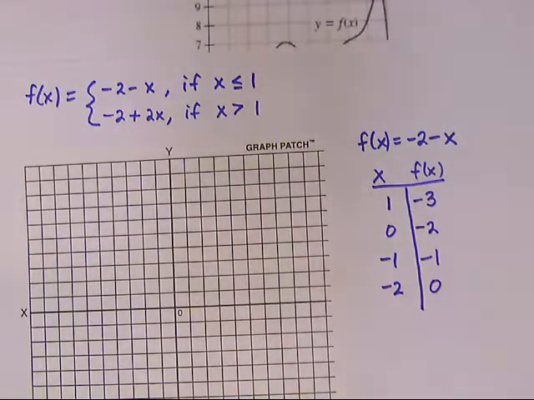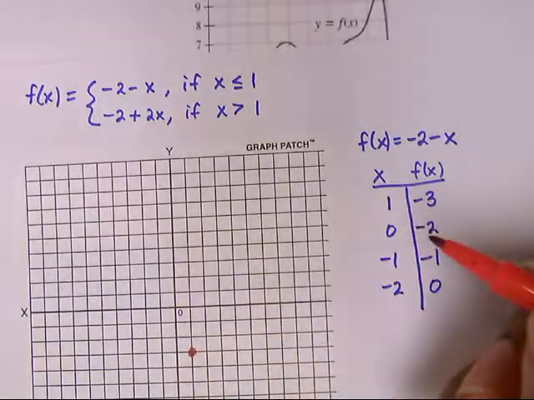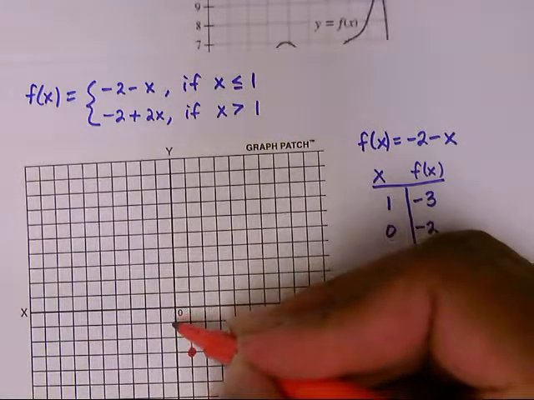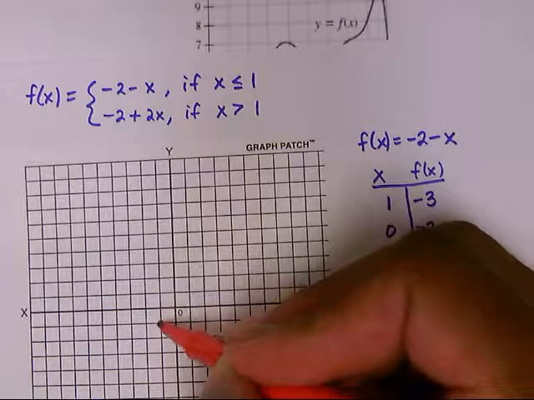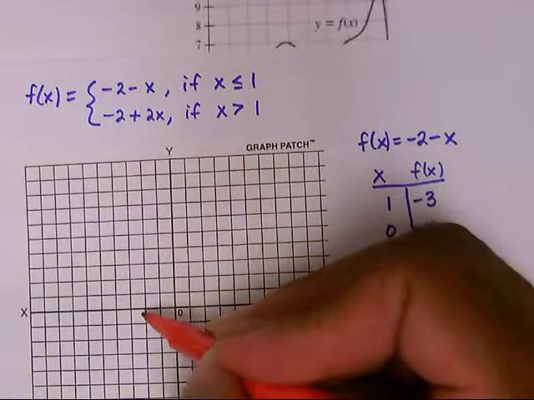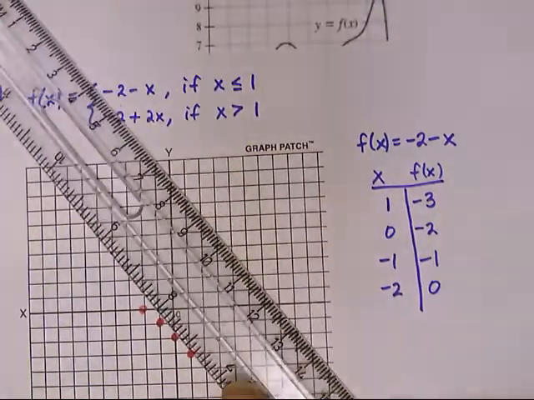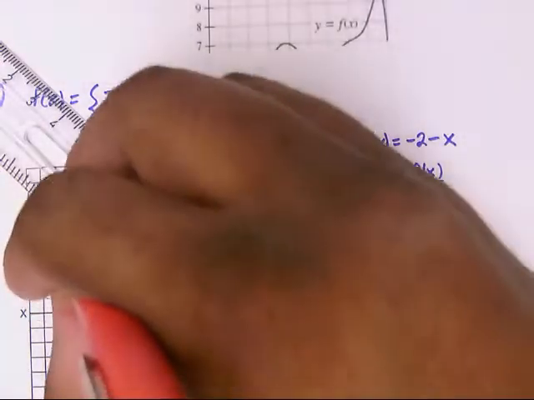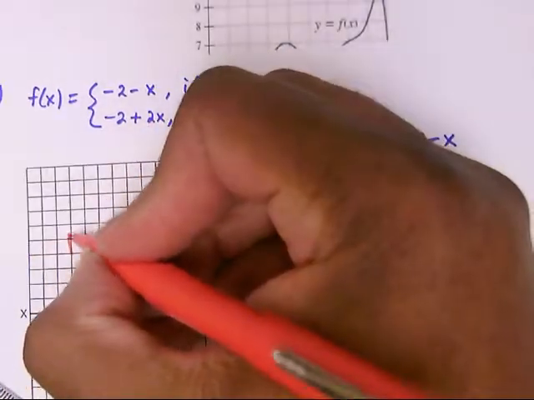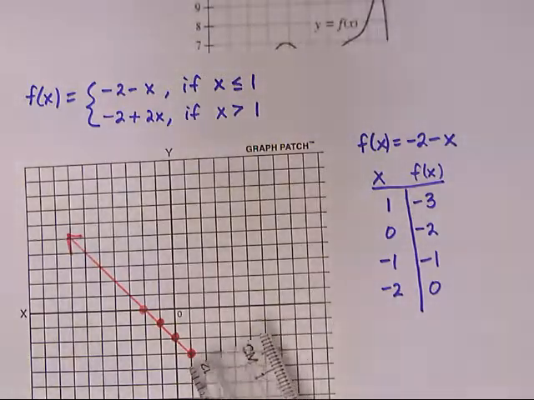And now the next step will be to plot those points. So here, 1, -3 will be to the right 1 and down 3. 0, -2, stay at 0 but go down 2. -1, -1 to the left 1 and down 1. And then -2, 0 will be to the left 2 and on the x-axis. So this is what that graph will look like. It'd be like this. And notice I'm not drawing a line through that because it starts from x being less than or equal to 1.